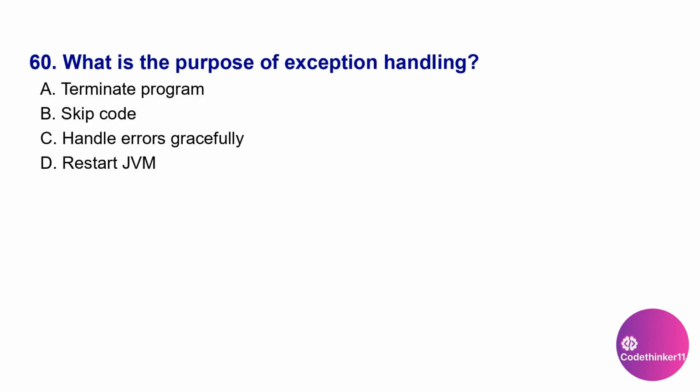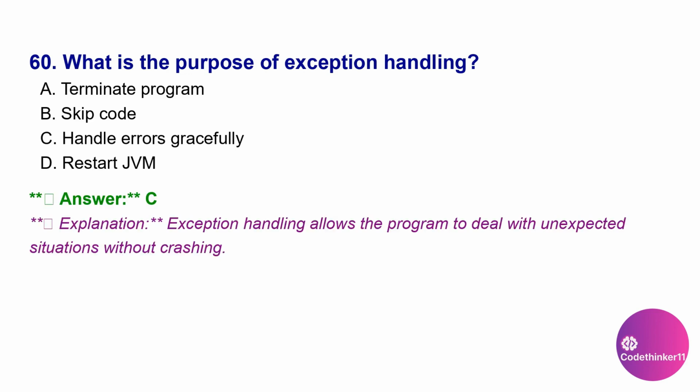Question 60. What is the purpose of exception handling? Option A. Terminate program. Option B. Skip code. Option C. Handle errors gracefully. Option D. Restart JVM. The correct answer is option C. Explanation. Exception handling allows the program to deal with unexpected situations without crashing.